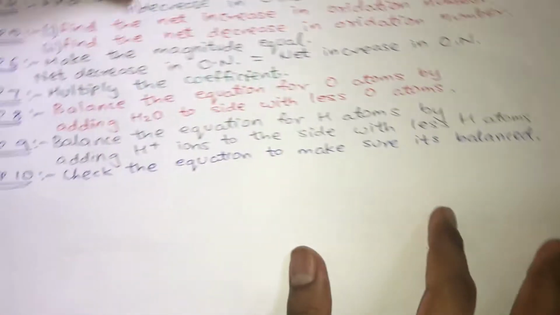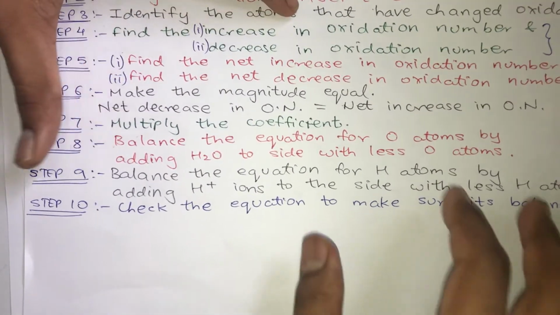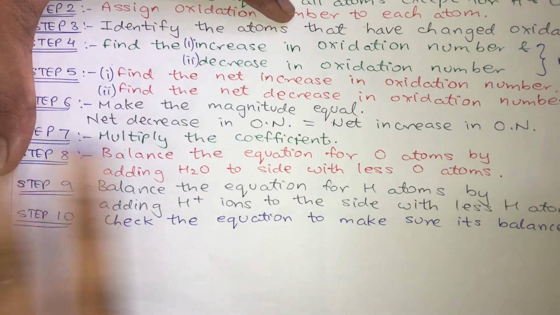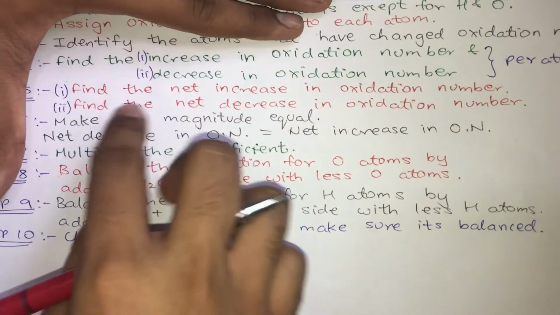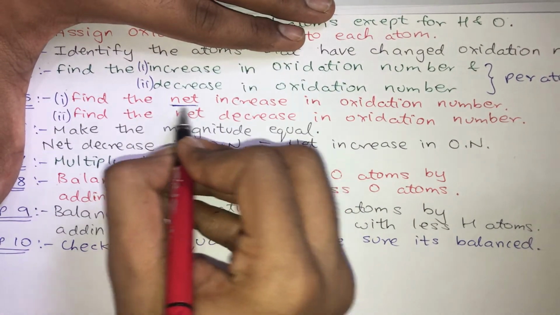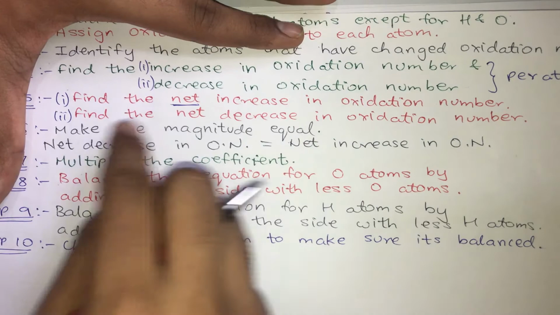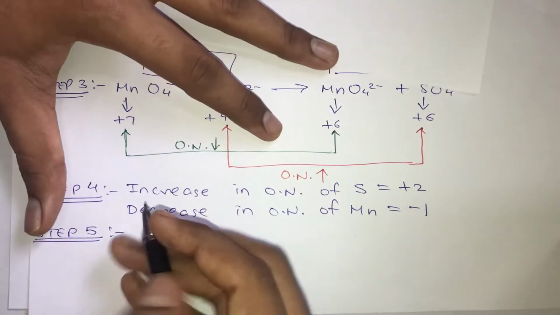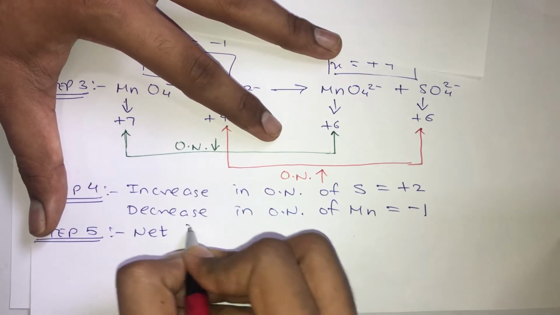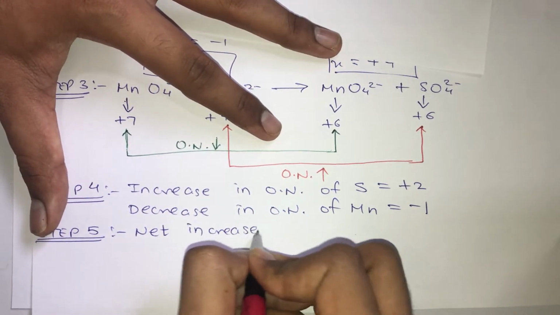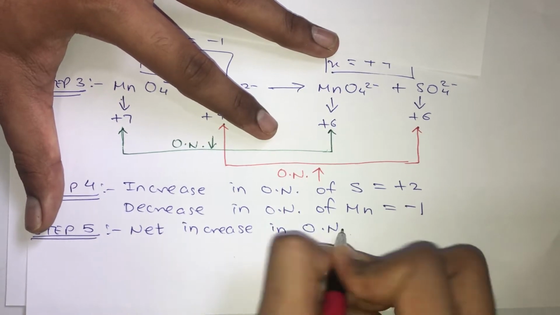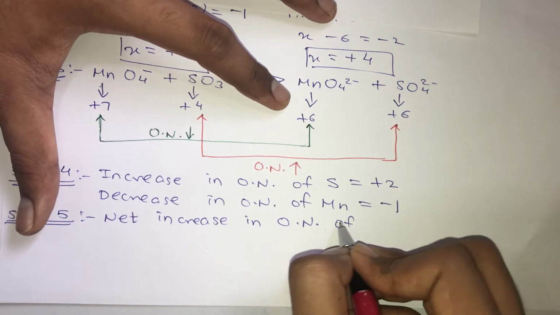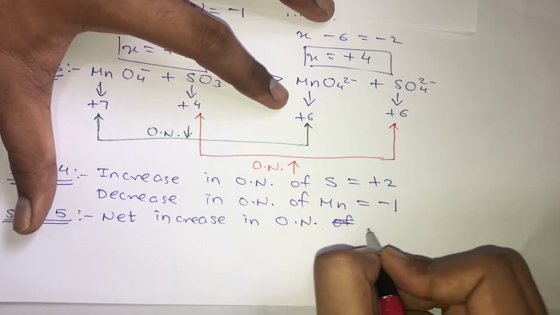Okay, so what does step 5 tell us? Inside step 5, again there are two steps that we need to follow. These are also easy ones, no need to worry about them. Okay, find the net. Net means what? Total. Find the net increase in oxidation number. So let's write net increase in oxidation number.